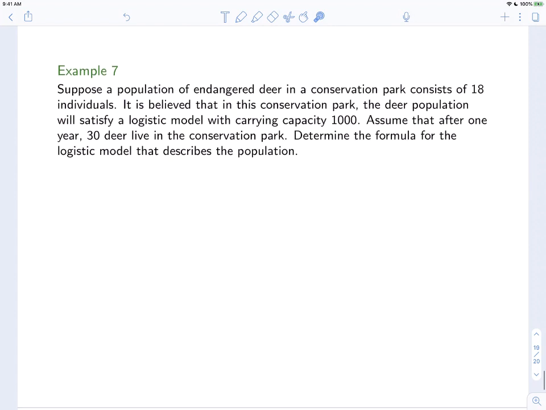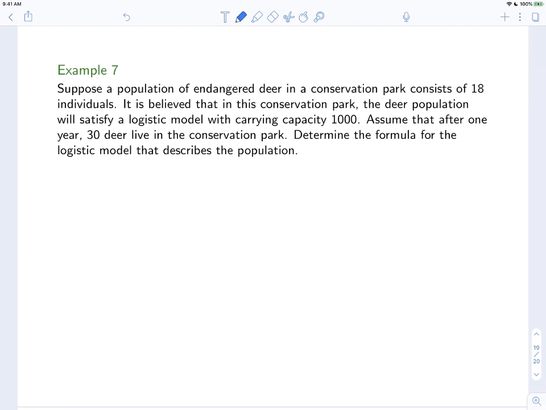Let's look at an example. Suppose a population of endangered deer in a conservation park consists of 18 individuals. So that's our initial population. It is believed that in this conservation park, the deer population will satisfy a logistic model with carrying capacity 1,000. Assume that after 1 year, 30 deer live in the conservation park. So determine a formula for the logistic model that describes the population.